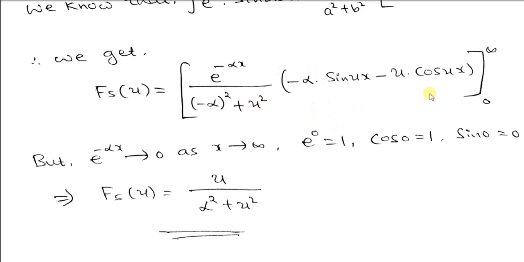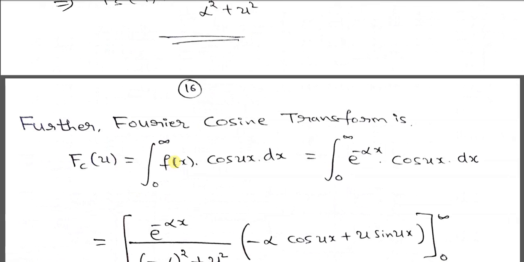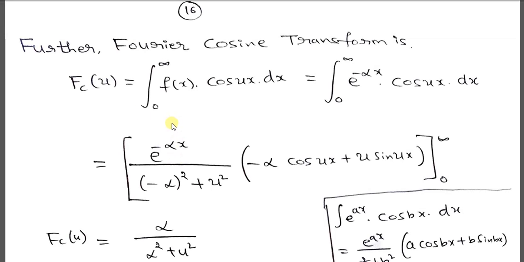So apply all these things, simplify, and you get the answer as u by alpha square plus u square. So this is the Fourier sine transform. Similarly, we have to go for the cosine transform. The formula is the same: f of x into cos ux into dx.